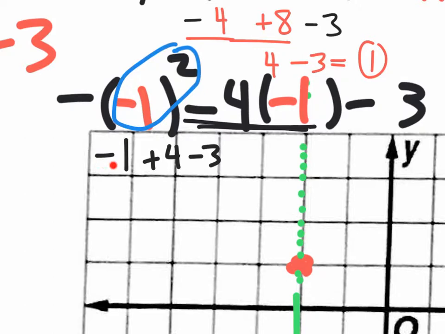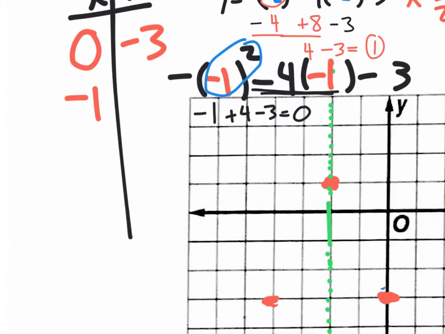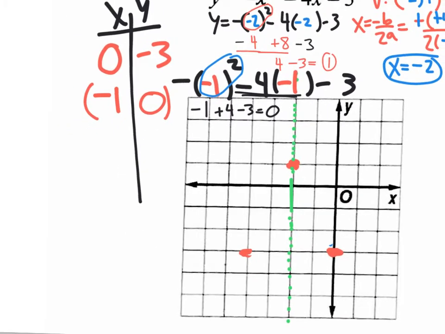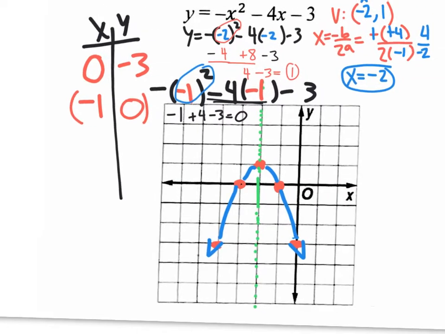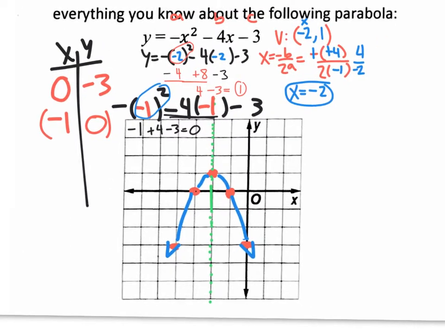And if I work this out, negative 1 plus 4, that's 3. And 3 take away 3, that is 0. Okay? So for my input of negative 1, my output is 0. And that is another coordinate. And that's what I was looking for, guys. So let me go to the coordinate negative 1, 0. That's right there. Let me map it over to the other side. It's right there. And now I have a great drawing of the parabola. Put arrows on it. And we're good. Okay.